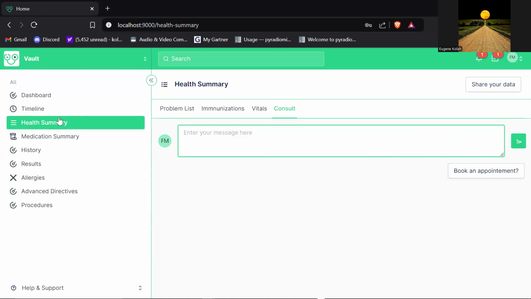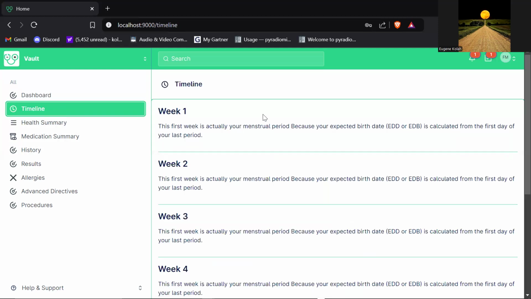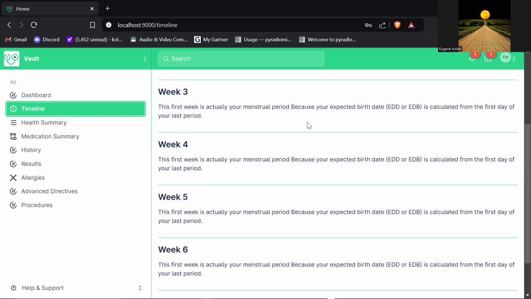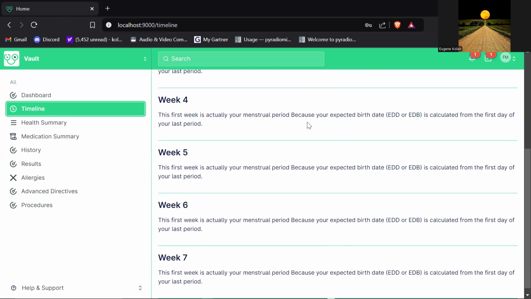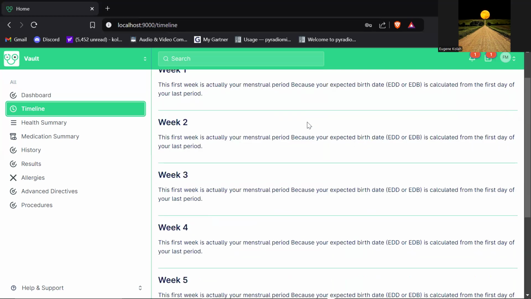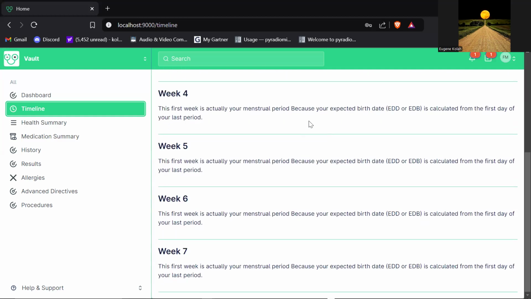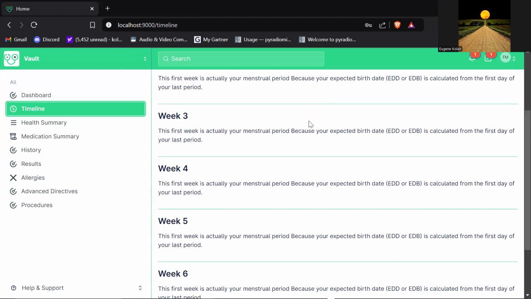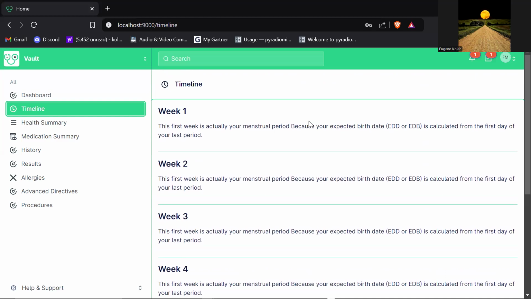Also, when you look at the timeline here, most of the information she'll be getting is assisting information, so that she will know what's important to know during each week of her pregnancy. So a lot of information where she can consult and also read more on how to take care of herself during pregnancy.